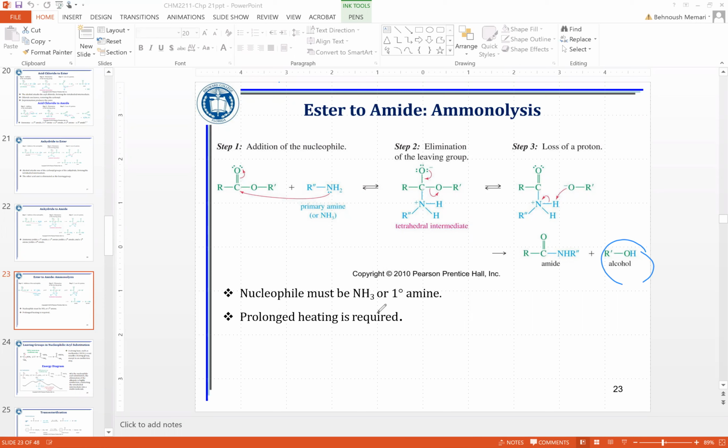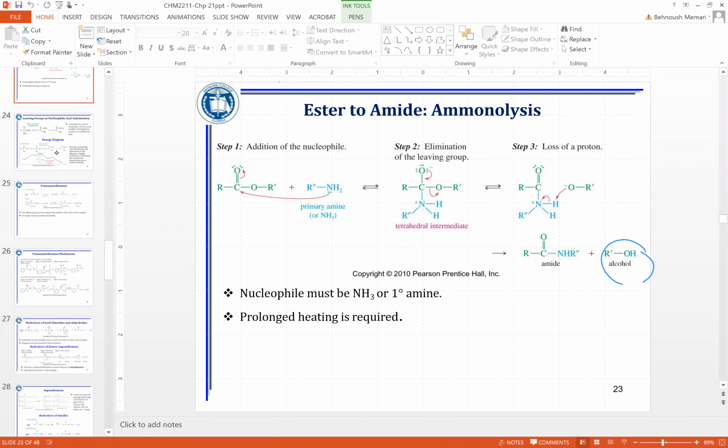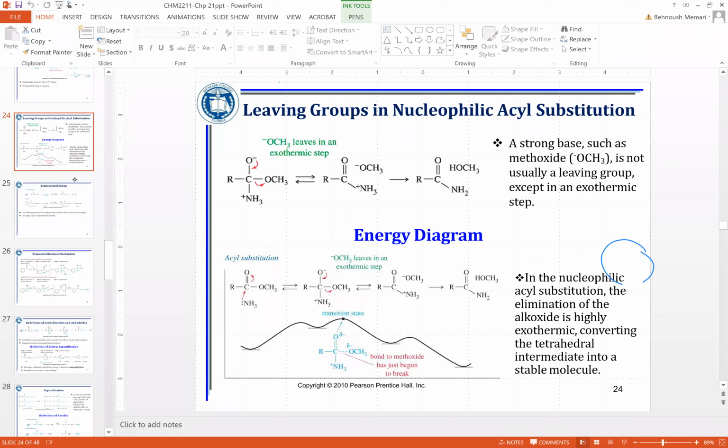Heating is required because you don't have the best leaving group and you don't have the best nucleophile. So you have the leaving group leaving, and then the nucleophile is going to attach to the CO double bond.